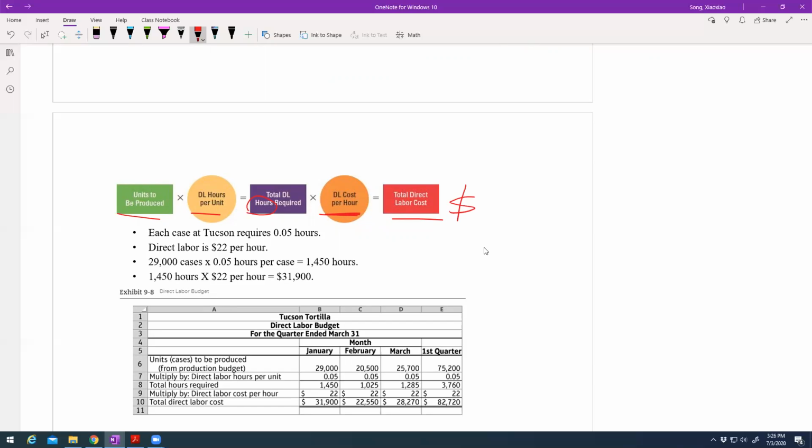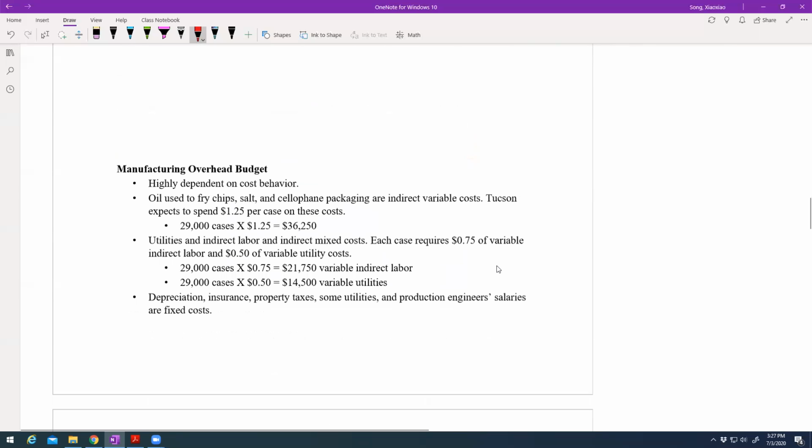Dollar amount. We said each case takes 0.05 hour to produce, and every hour we pay our employee $22. So we need to produce 29,000 cases, and each case takes 0.05 hour. So in total we need 1,450 hours, and each hour we pay $22. So we need to budget $31,900 for our direct labor. Okay.